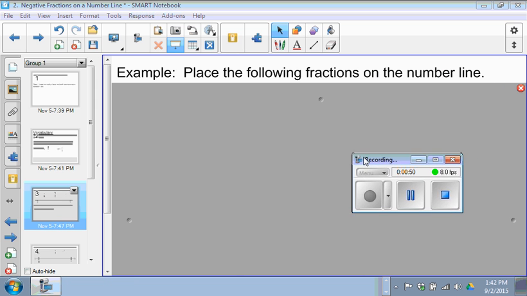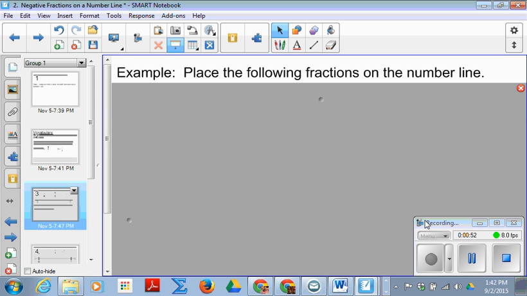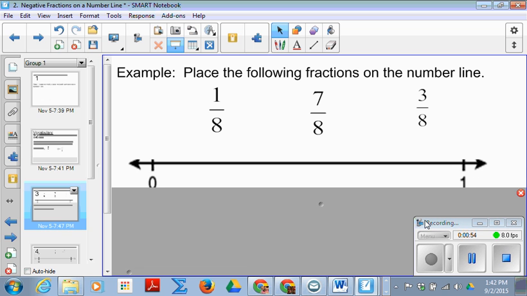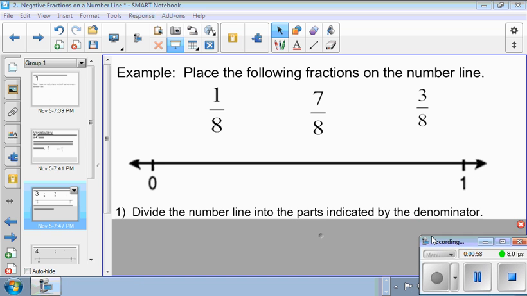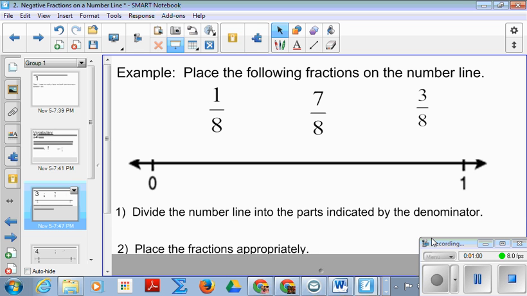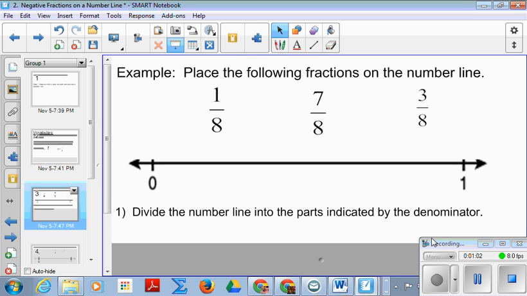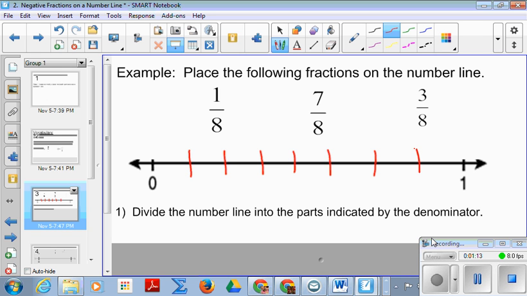So we're going to place the following fractions on a number line. So pretty easy. We're going to stay with the positives here. So the process we go with is to divide up a given number line by the indicated denominator. Excuse me. So we have all 8s, so we'll have 1, 2, 3, 4, 5, 6, 7, 8 sections.